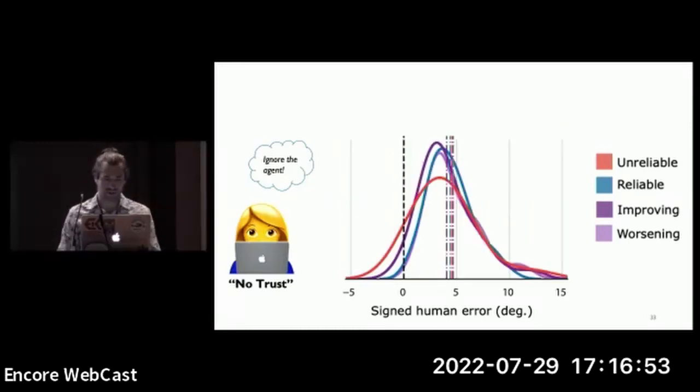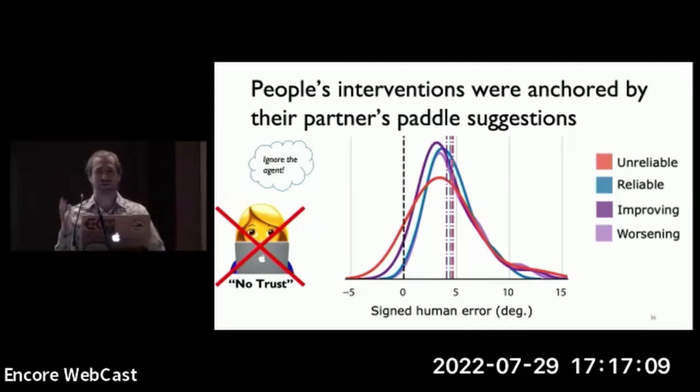So what we see in our results is these are the kernel density estimates of the distributions for each of our conditions, and we have the average value in each condition on the vertical lines here. And so what stands out here is that there are differences across these conditions, but all of them are significantly positive. So what that tells us is that people's interventions are really anchored to their partner's paddle suggestions. In other words, they weren't just choosing paddle placements based on their own best guess about where the ball would land.